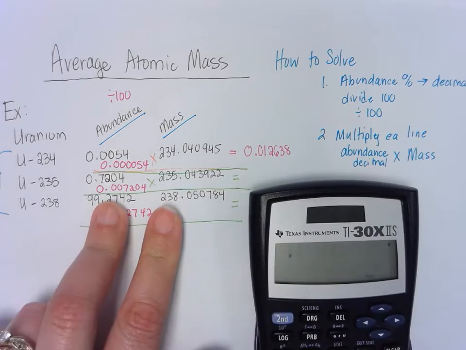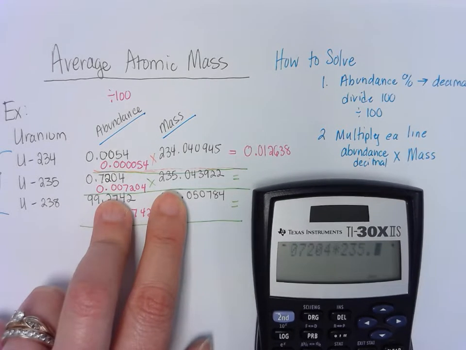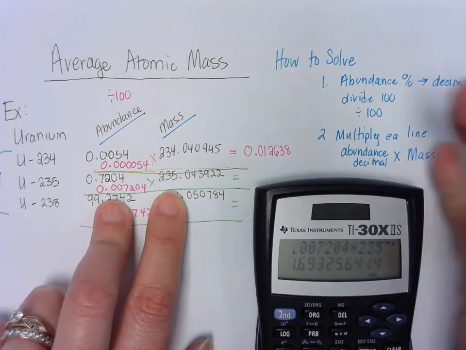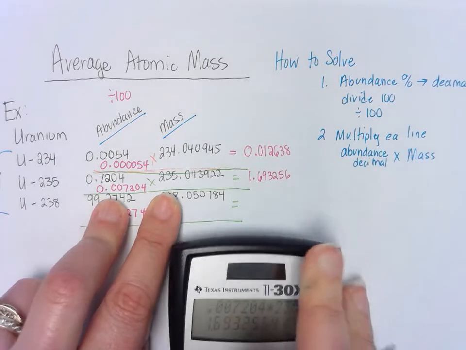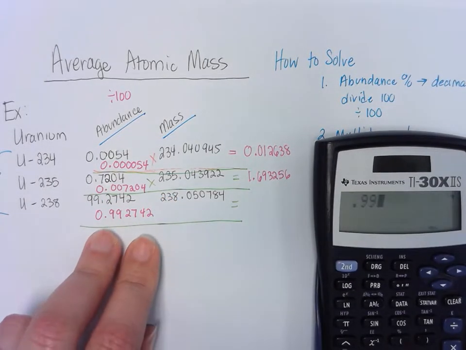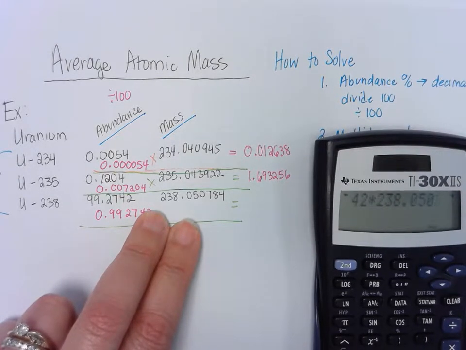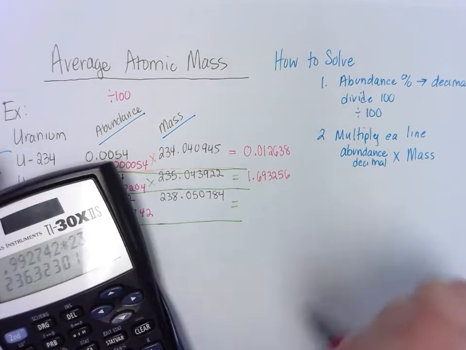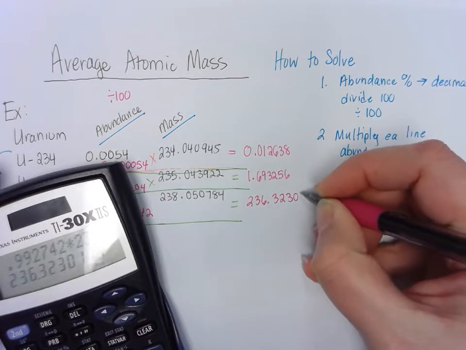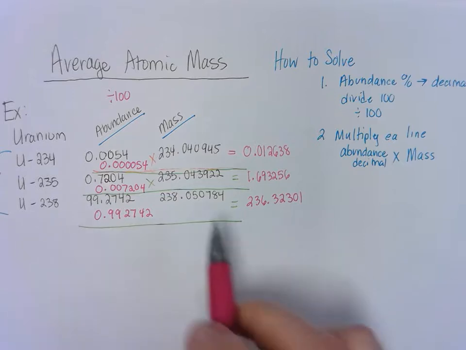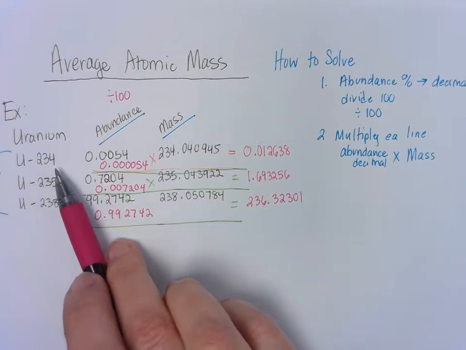So the next line is 0.007204 times 235.043922, and we get 1.693256. And the last one, we're going to take 0.992742 times the 238.050784, and we get 236.32301.